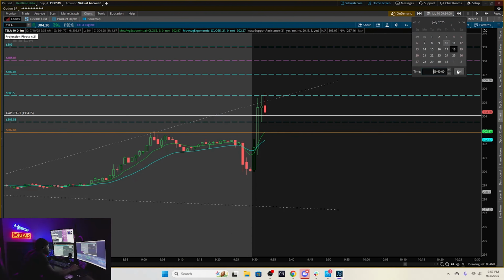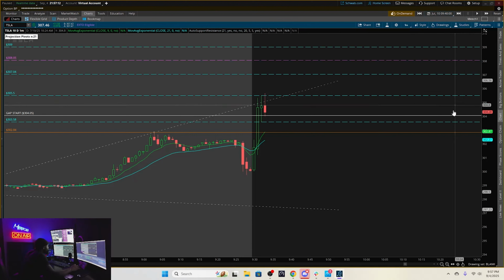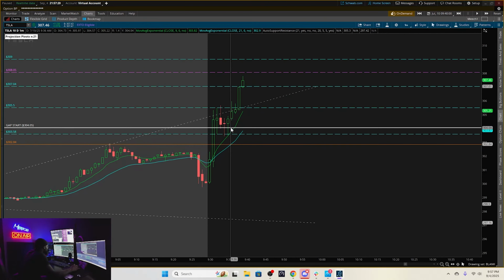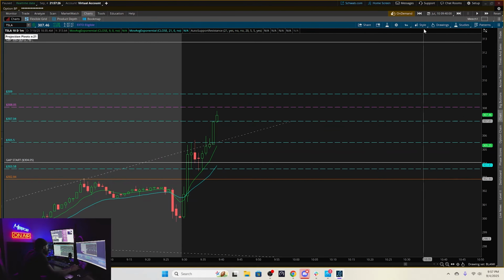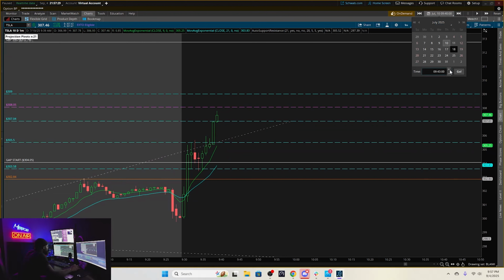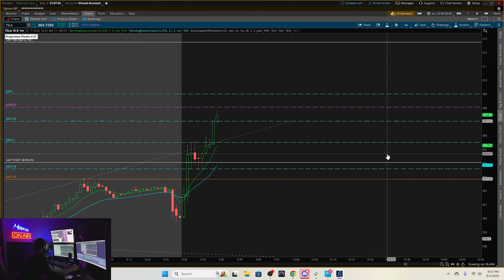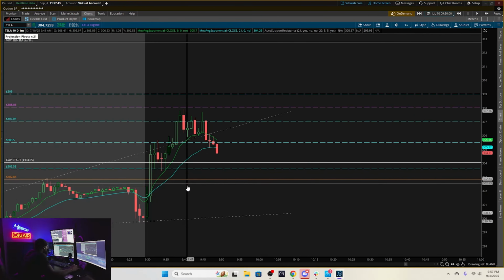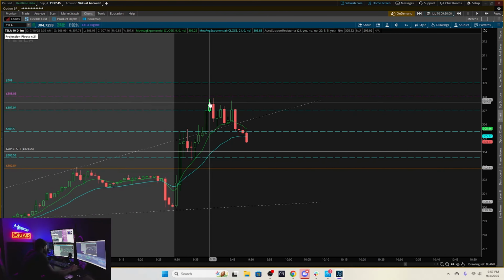Now let's go to 9:40. Boom. We hold this as support. Now we're breaking out. Boom. So we reject this area, and then we actually reject this support right here.